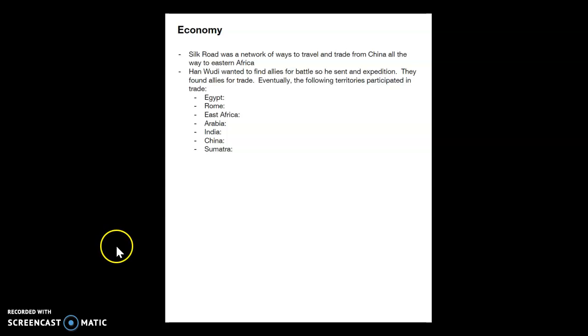On this slide, you need for each of these countries to know exactly what they traded on the Silk Road. So you need, for example, for Egypt, you would write things like papyrus, you would write things like cotton, and the other things that Egypt traded, looking at the map and reading the map on page 311.